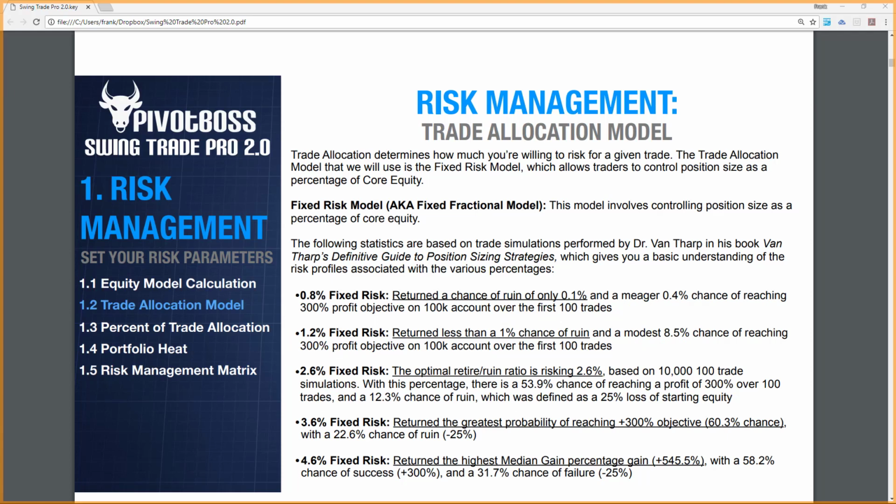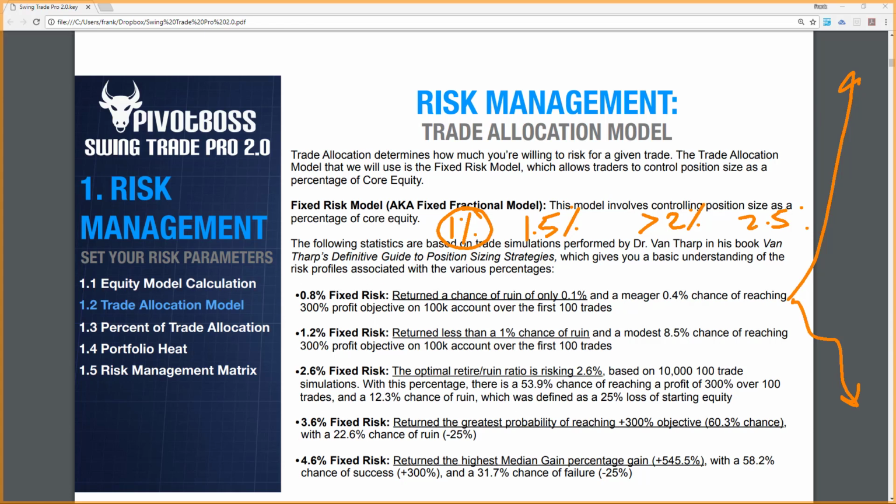Now I'll tell you right now, when we were looking at this for our last fund here, and we were doing all the numbers here, 1% trade allocation was solid. 1.5 equally solid. Once you start getting above 2% and especially 2.5%, things start to really become a little more unstable. You can make a lot more money, but you can also lose a lot more money.